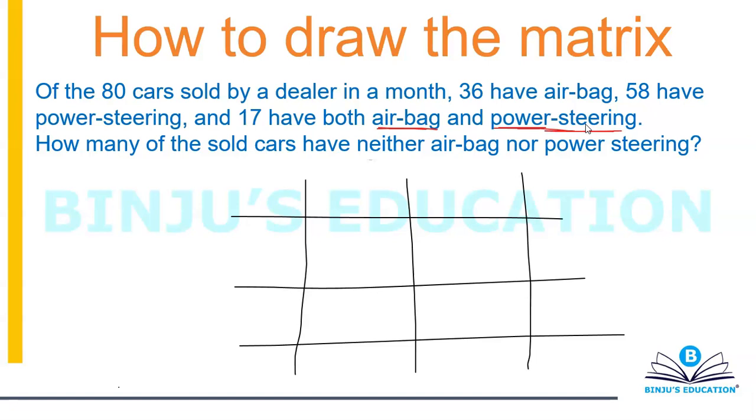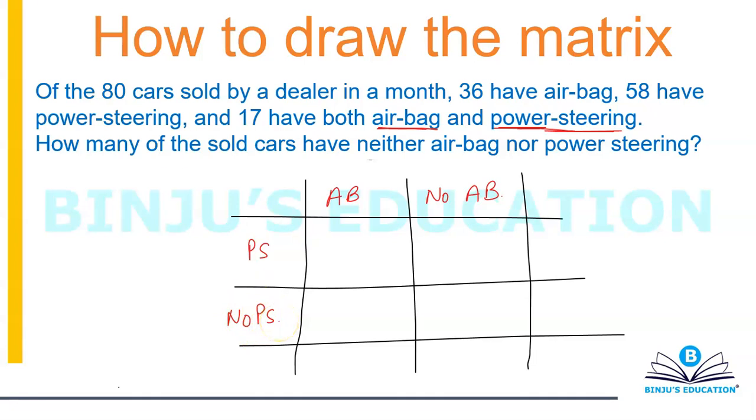Can I say, if I talk about airbag, a car will either have an airbag or it will not have an airbag? Is there any third thing possible? No, there is no third thing possible. Either a car will have an airbag or it will not have an airbag. So you will write airbag and no airbag. Similarly, when you talk about power steering, either a car will have power steering or it will not have a power steering. There is no third thing that's possible. So power steering and no power steering.